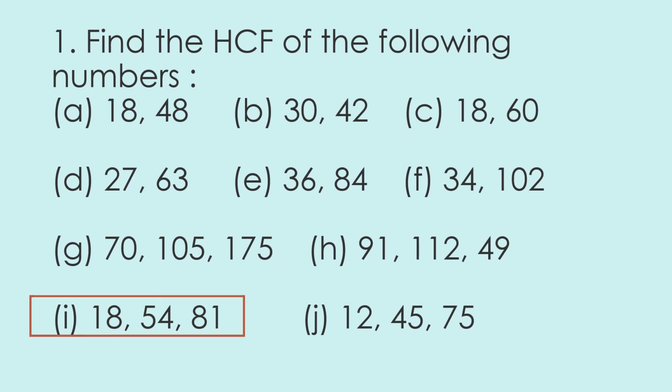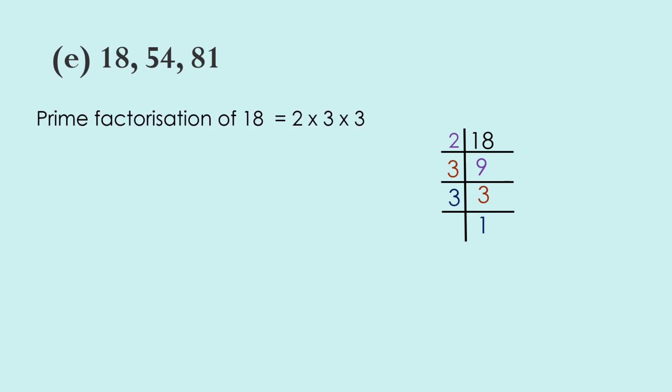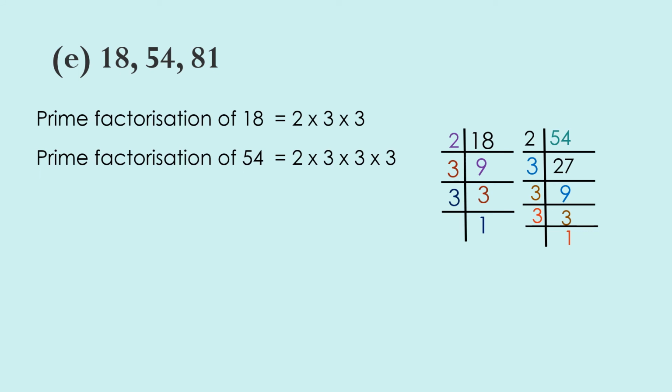Next question is 18, 54, 81. 18, 2 into 9 equal to 18. 3 3s are 9. 3 1s are 3. So 2 into 3 into 3. 54. First write 2. 2 2s are 4, 7 2s are 14. So 27 into 2 is equal to 54. 3. 9 3s are 27. 3 3s are 9. 3 1s are 3. Now 2 into 3 into 3 into 3 is equal to 54.